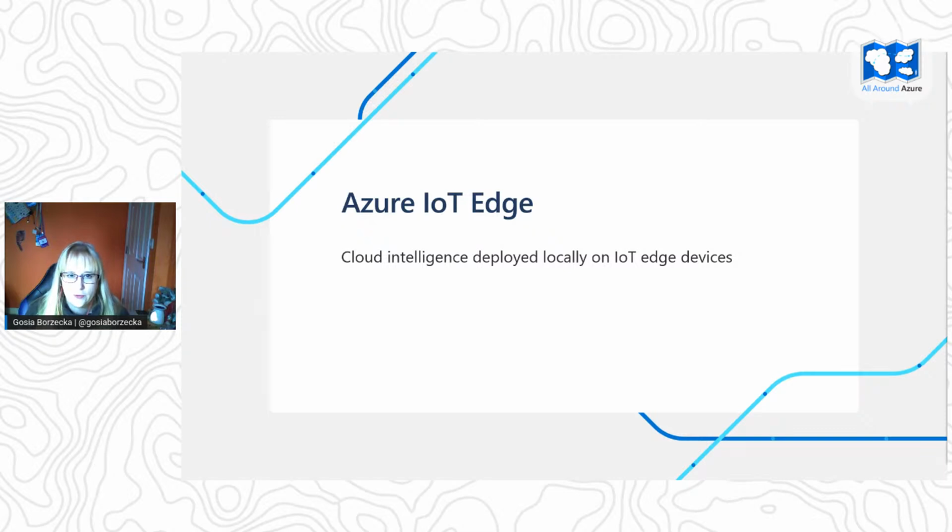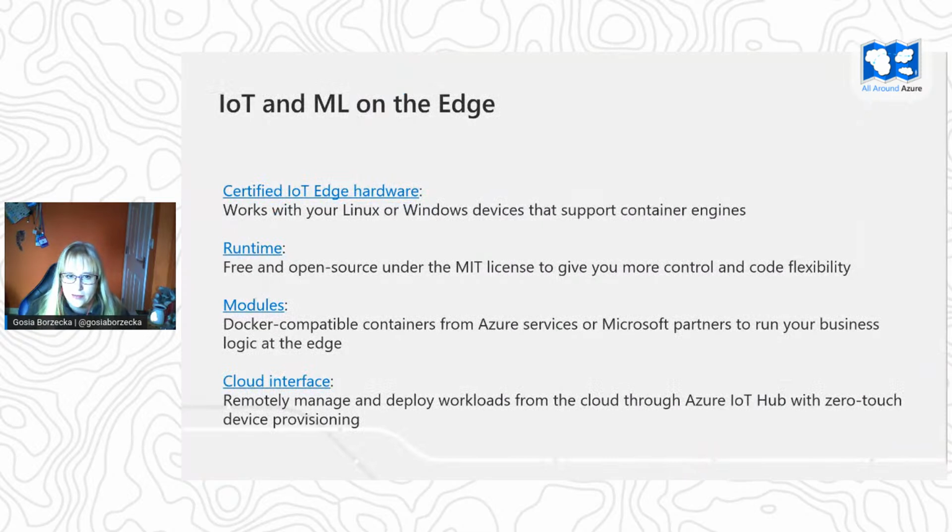Azure IoT Edge is a fully managed service built on Azure IoT Hub. This service enables you to deploy your cloud workload to run on the Internet of Things Edge service via standard containers. It works with Linux and Windows devices that support container engines. The runtime is free and open source under the MIT license. IoT Edge runs Docker-compatible containers. In these containers, you can run your own business logic. And through the cloud interface, you can manage and deploy the workload on the device.